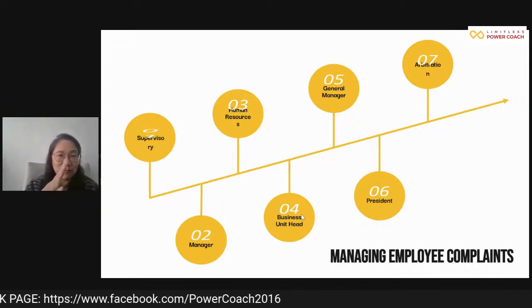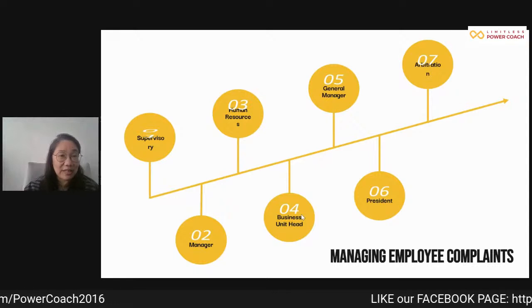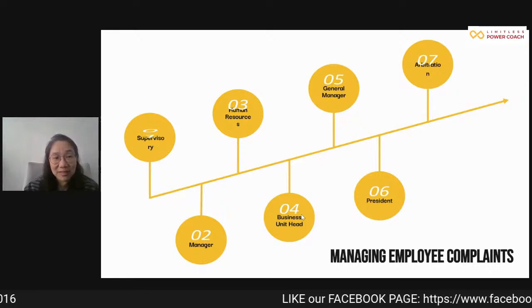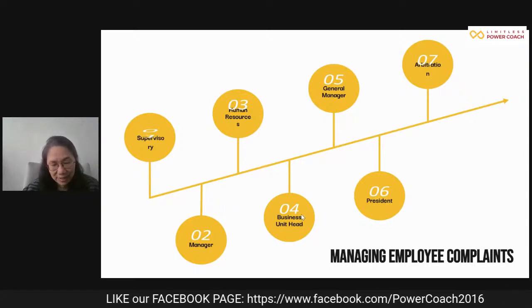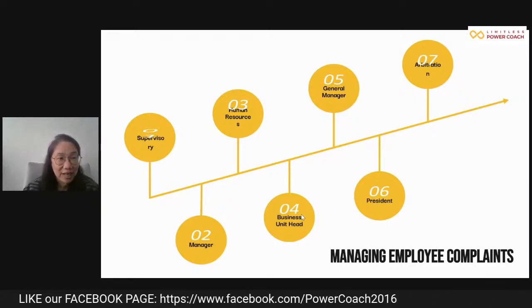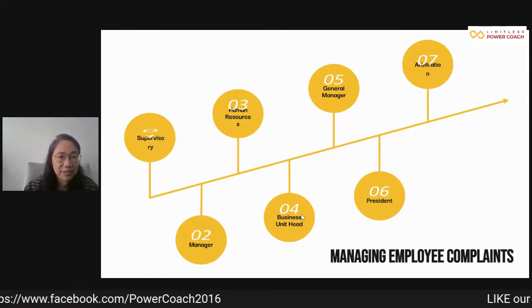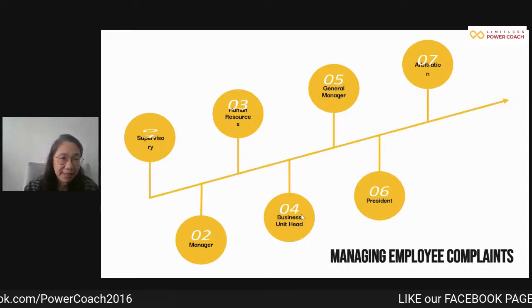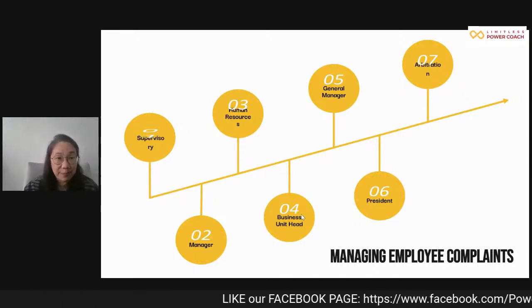Siguro naman from the supervisor to the head of the business unit, mare-resolve natin yung ating mga problema bago lumabas sa arbitration. Actually, I also would like to encourage you, if you are not unionized, to have an employee complaint process if employees are not satisfied or they feel na hindi nagkaroon ng fair treatment dun sa employee disciplinary process.